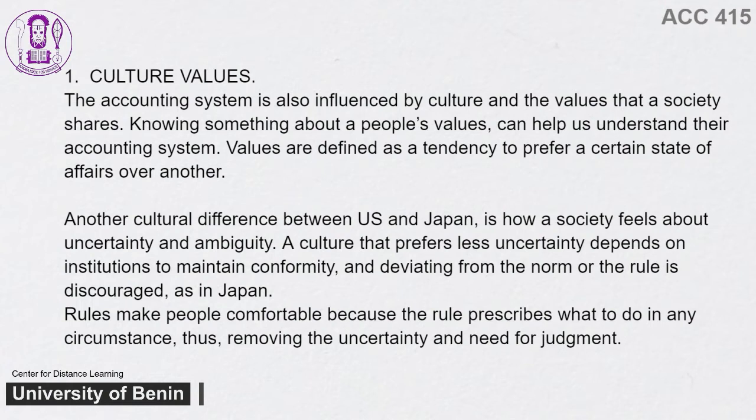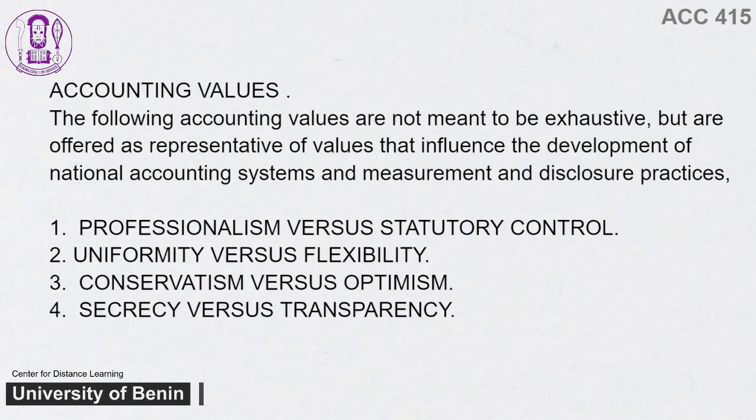Another cultural difference between the US and Japan is how society feels about uncertainty and ambiguity. A culture that prefers less uncertainty depends on institutions to maintain conformity, and deviating from the norm or the rule is discouraged, as in Japan. Rules make people comfortable because the rule prescribes what to do in any circumstance, thus removing the uncertainty and need for judgment.